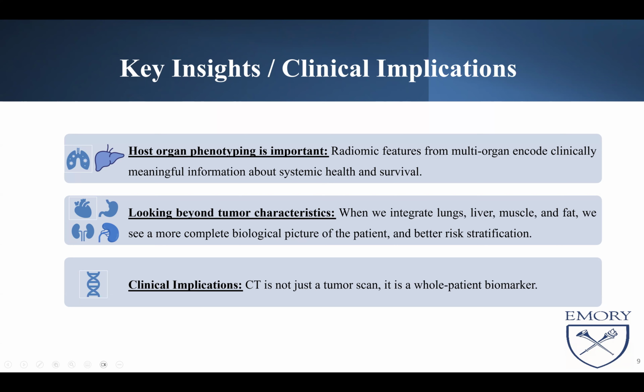So in general, these CT scans are not just for scanning the tumor alone. They are for the whole body, and we can derive a marker from each of these organs just from the CT scan. We can look beyond the tumor characteristics and look at the lung, the liver, the muscle, the fat. Only then can we see a complete biological picture of a patient, and that way we can also better predict risk stratification.